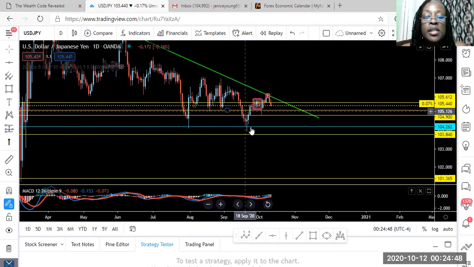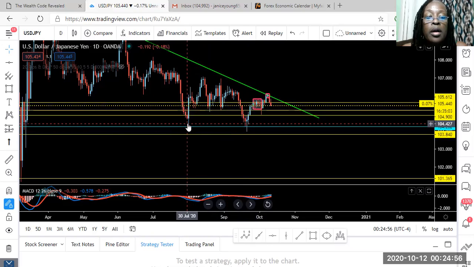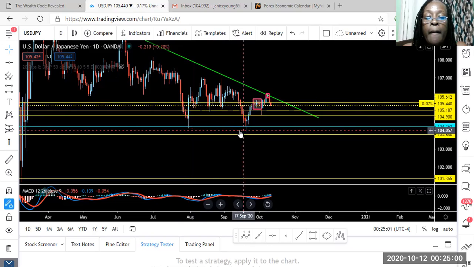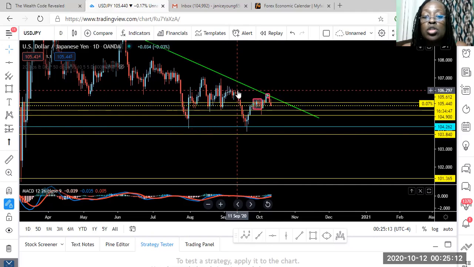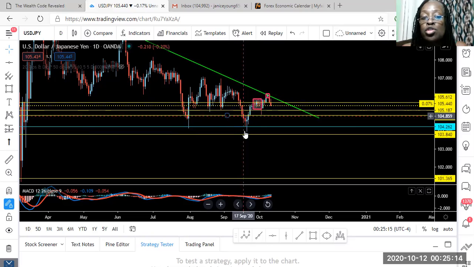And listen, price came to this area on September 18th. It came to this area again on July 31st. It wicked past the support line right here. It wicked past it on the 21st, and price, again, repeats itself. And this was a strong move down, like a straight move down.